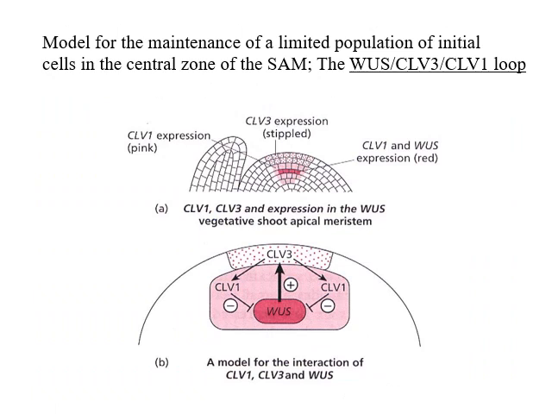Okay, so how does the model work, or what does it suggest? It suggests that Wuschel, expressed in the lower parts of the central domain here, activates Clavata 3, which is expressed above here in the stipe region. Clavata 3 in turn is the ligand of Clavata 1 and Clavata 2. Clavata 2 is not shown here.